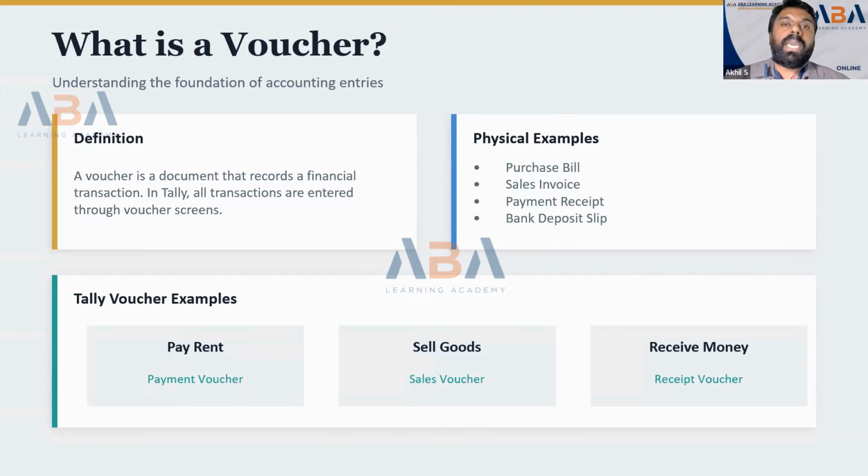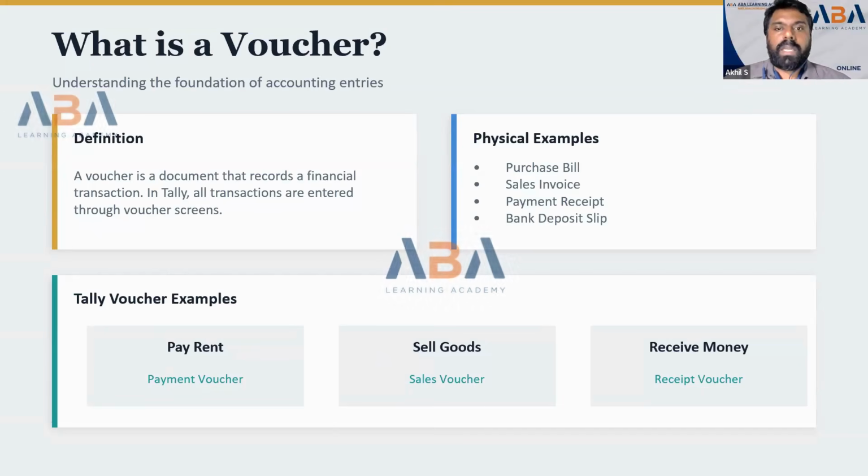For example, if you are making a payment for an expense or to a third party, everything will go through payment vouchers. You can see in the example below, a rent payment should be posted through a payment voucher. If you are selling any goods, it should go through a sales voucher. And if you are receiving any amount from a third person, you have to post it in a receipt voucher. To understand this, let me show you how it appears in Tally.